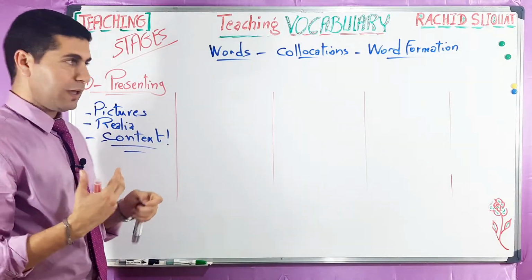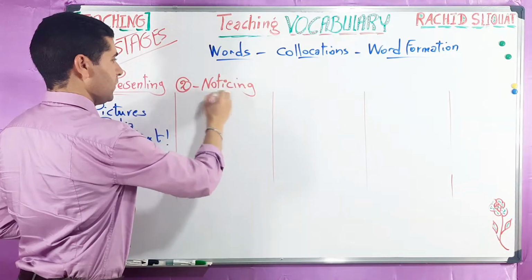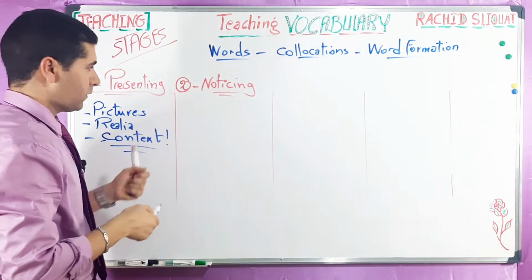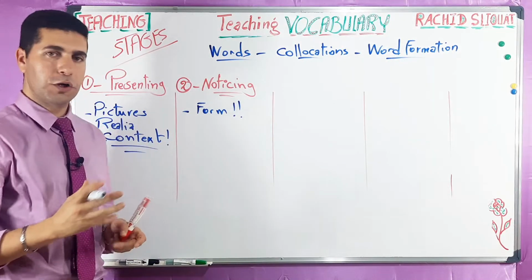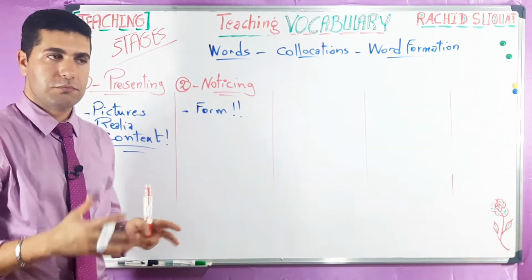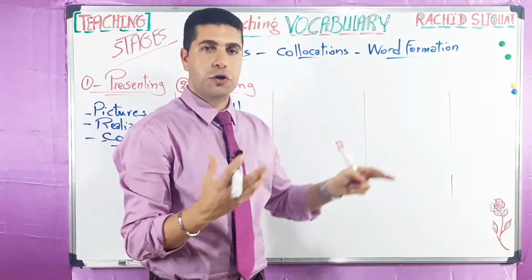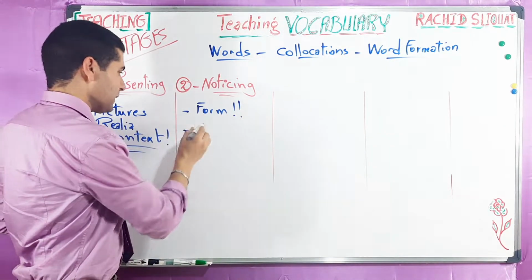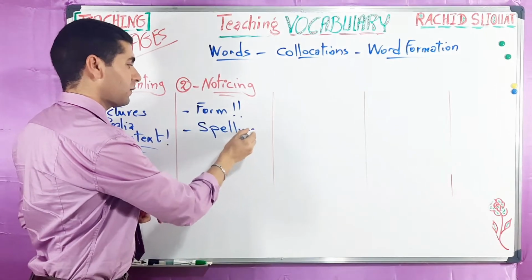Now, the second stage is what we can consider as noticing. Students notice and observe. What do they notice? For example, the form of the word. What is it? Is it a single word? Is it a compound word, containing 2 words? Is it a collocation, for example, or is it a word with a suffix or prefix? So students notice the form. When we talk about the form, we can also talk about the spelling of the word. How is it spelled?